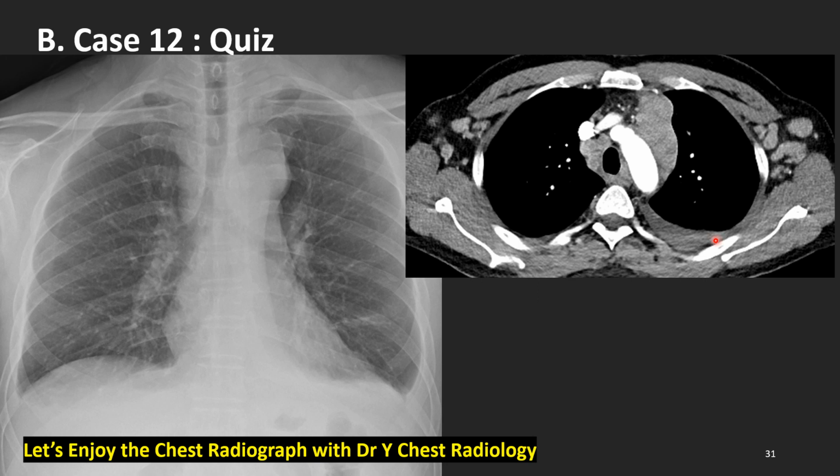What is your diagnosis, involving the prevascular compartment and visceral compartment at the same time with the shape of conglomerated lymphadenopathy? Yes, this is malignant lymphoma, correct.